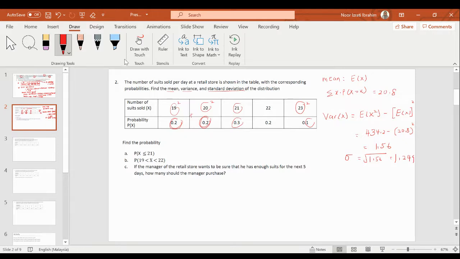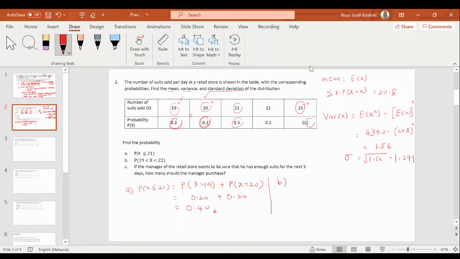Then to find the probability value here, for A, probability when x is less than or equal to 21. So less than or equal to 21, we have two values of the random variable here, which is equal to probability when x equals to 19 plus probability when x equals to 20. Then this will be 0.20 plus 0.20 equals to 0.40 or 0.4.